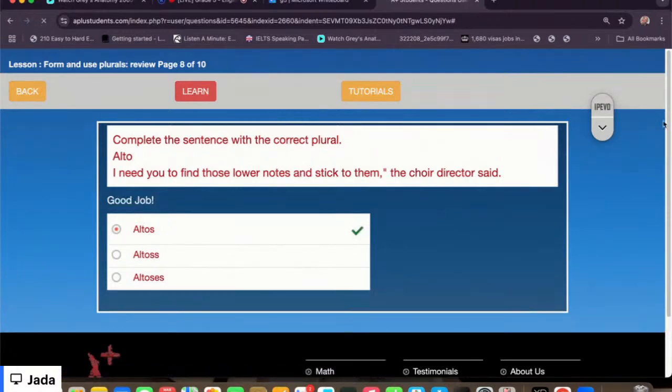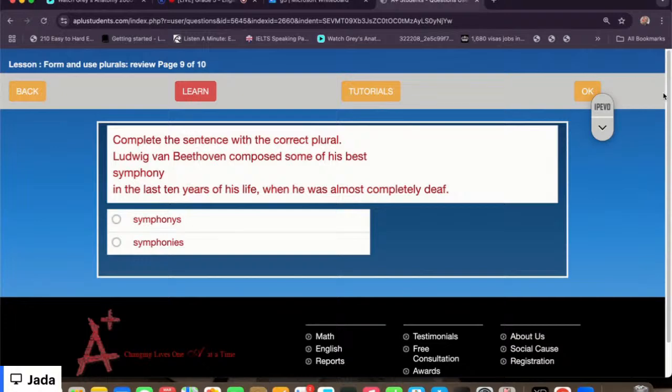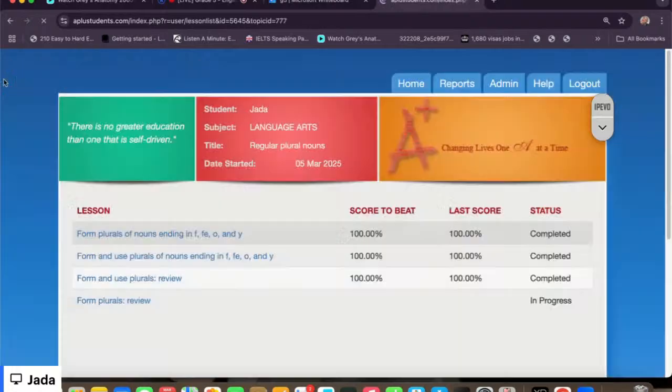All right, so that's it for form and use plurals review. We will move on to the last lesson. So, form plurals review.